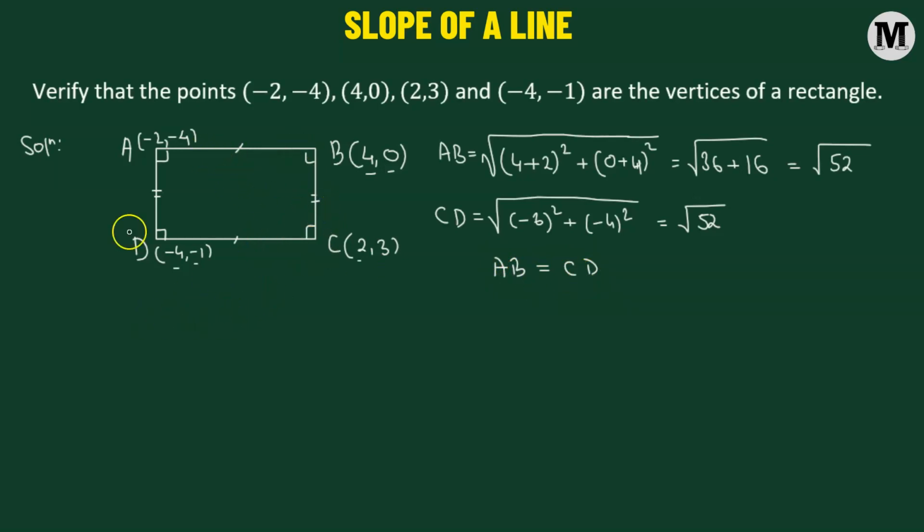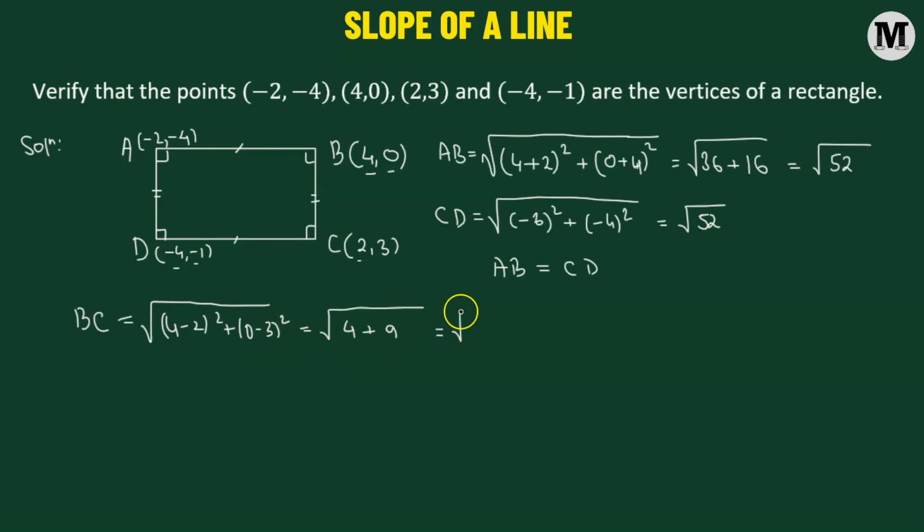Similarly, we can show that BC equals AD. So let's find the length of BC. So BC will be equal to, we'll take the square root. Underneath the square root, we'll take the difference of the x coordinates. So that's 4 minus 2 squared, added to 0 minus 3 squared. So this will give us a value. We have square root of 4 minus 2 squared, that's 4, plus -3 squared, that's 9. So we're going to get 9 plus 4, that's 13. So we have square root of 13.